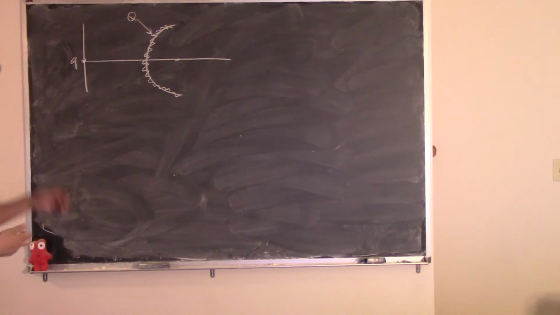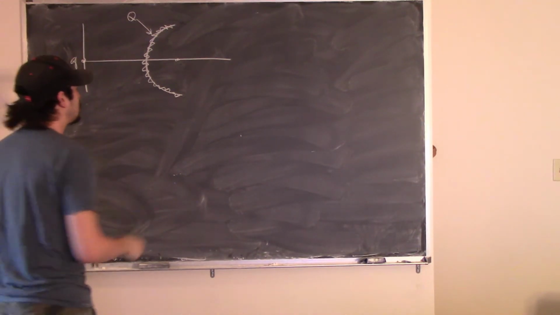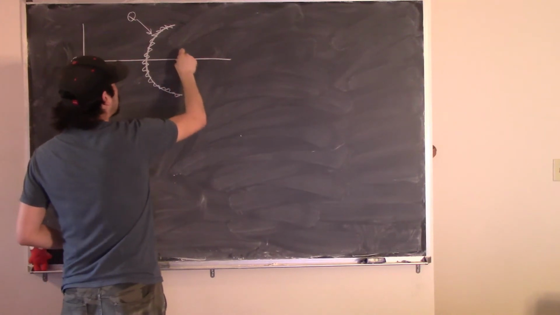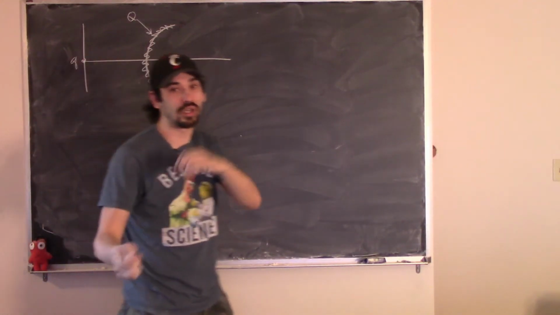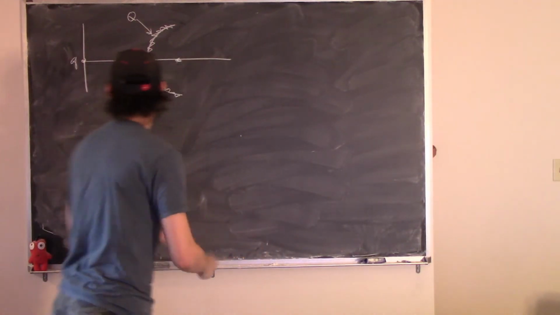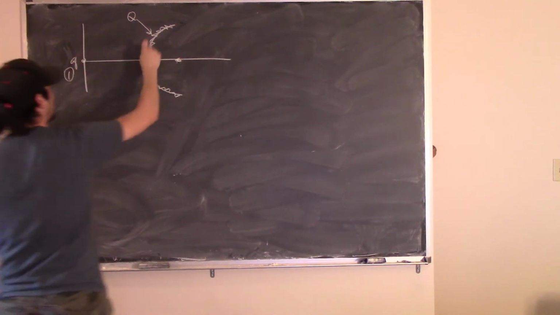Okay, so right off the bat, what we can do is say that whatever the electric field is here, there's only 2 things that could contribute to it. And let me call this thing 1 and this thing 2.